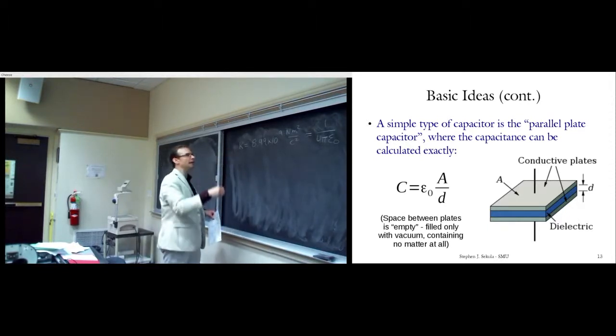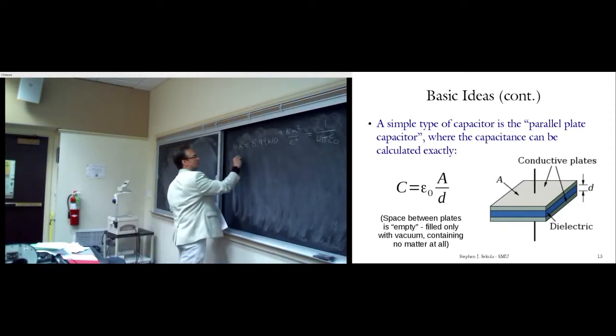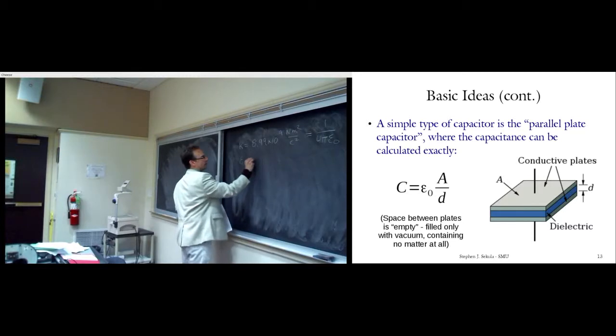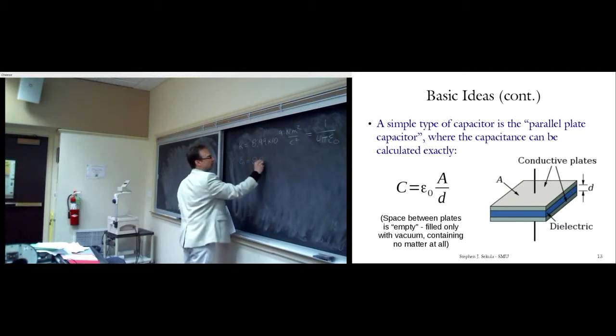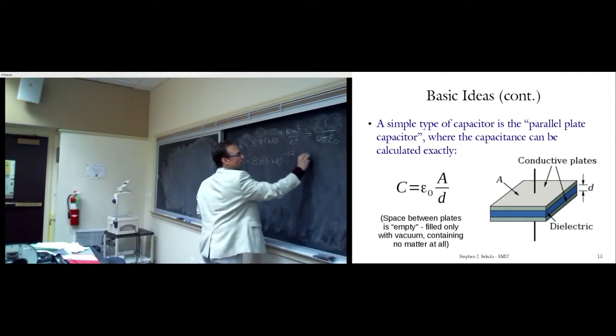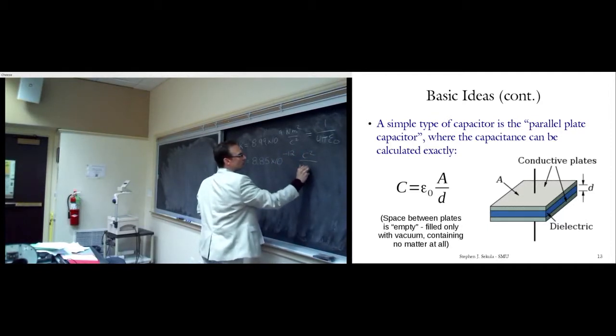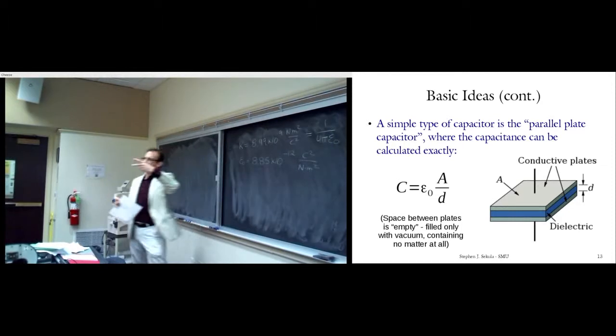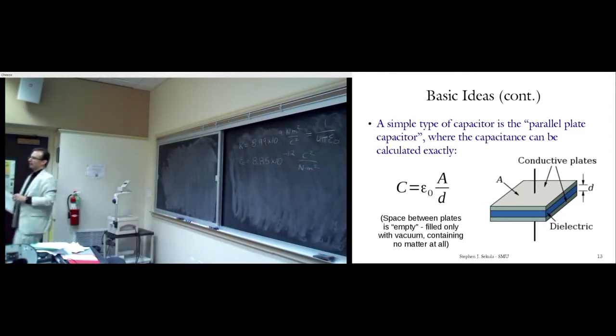But anyway, this epsilon naught is a bit more fundamental, and it has a value of 8.85 times 10 to the minus 12 Coulomb squared per Newton meter squared. So you just flip the units upside down to get the units of epsilon naught. Actually, those units are quite profound, and I'll come back to that in a bit. Something very profound is going to happen in class today.